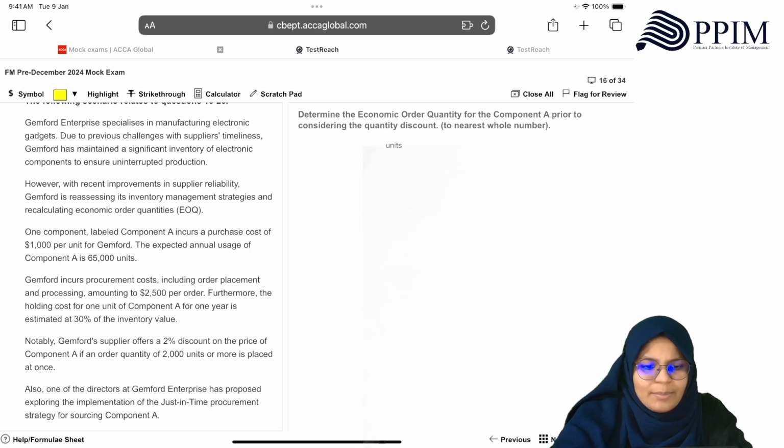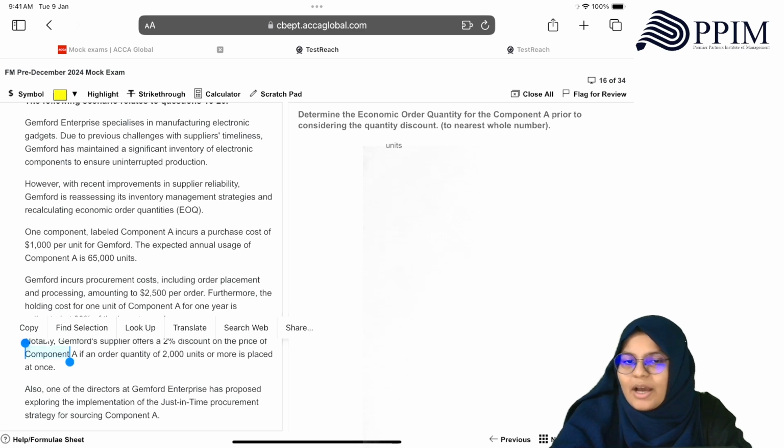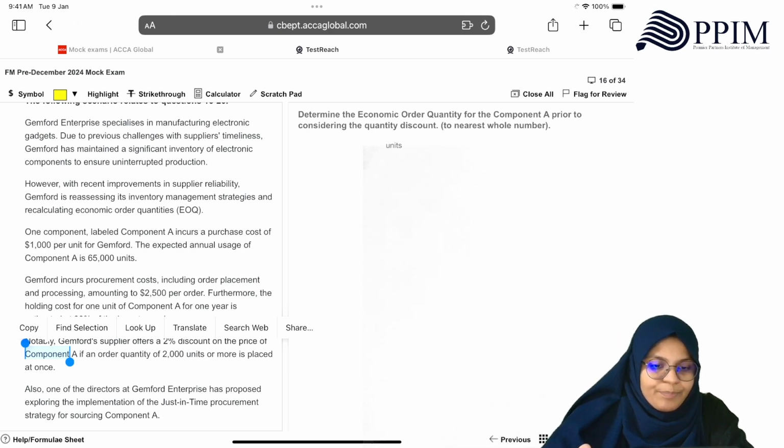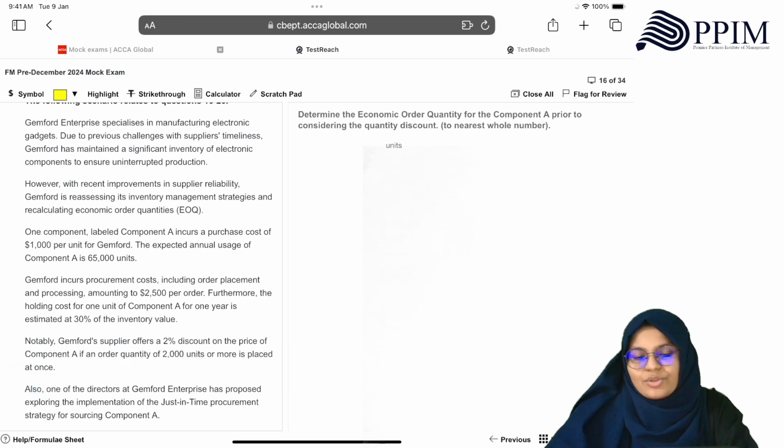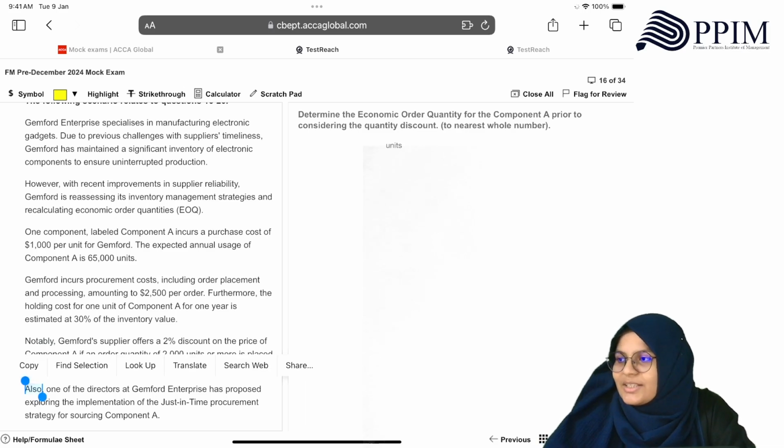They are saying notably, Gemford's supplier offers a 2% discount on the price of component A if an order quantity of 2000 or more is placed. But this paragraph I don't have to consider now, because in this requirement they are telling me to ignore that. They are asking for the EOQ before the discount, so I can ignore the discount portion. Then it's saying also one of the directors at Gemford has proposed exploring the implementation of the just-in-time procurement strategy for sourcing component A. So somebody is suggesting JIT.